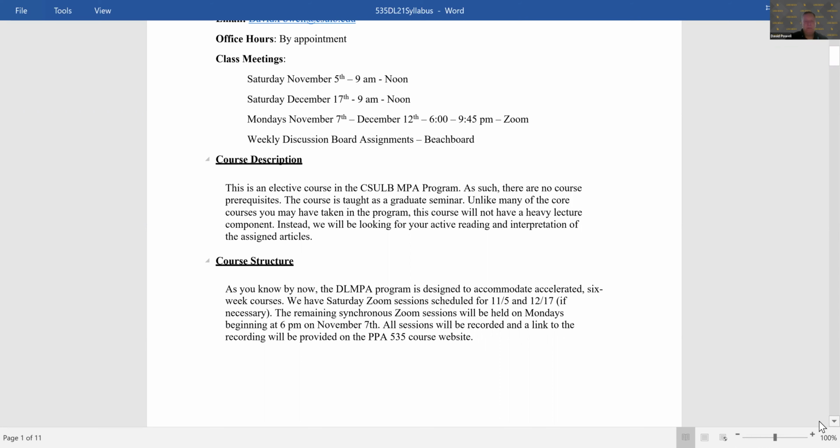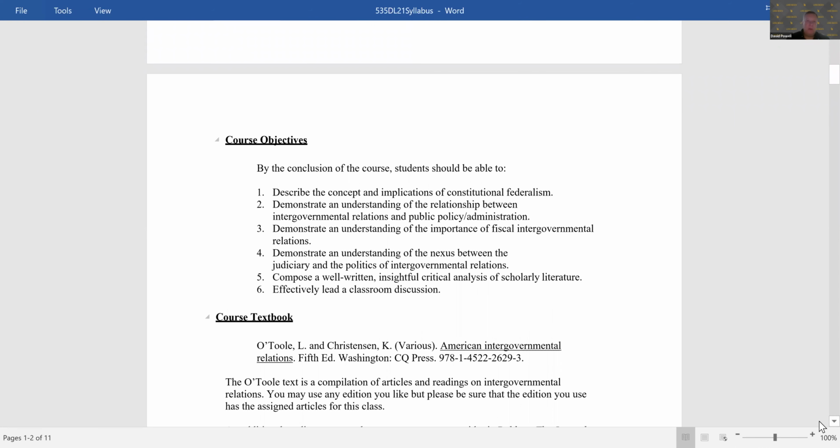Course objectives, what are we trying to do in this course? By the conclusion of the course, you'll be able to describe the concept and implications of constitutional federalism. When we say constitutional federalism, we are talking about federalism as embodied in the US Constitution, meaning the delineation of roles and responsibilities and powers between two levels of government, between the national government and state governments. Local governments have no legal standing in the US Constitution. They are not mentioned in the US Constitution.